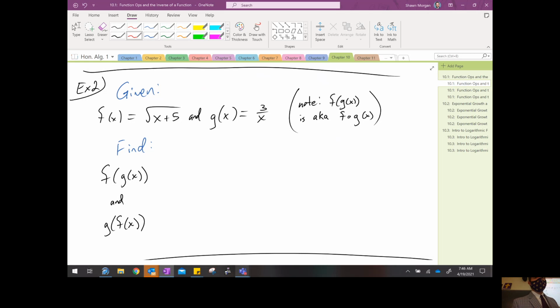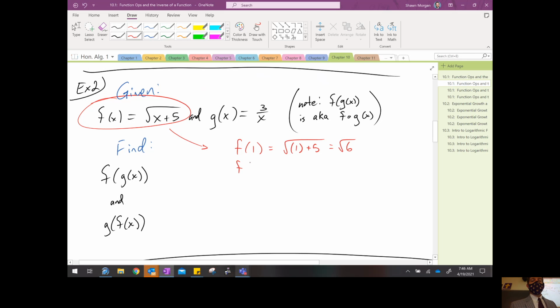So let me first ask you this. Let's do a little experiment. Let's just consider this f function right here, and I want you to tell me what is f of 1? Good, square root of 6. That's the square root of 1 plus 5, which is the square root of 6. What's f of 4? Good, square root of 4 plus 5, which equals the square root of 9, which you know is 3.